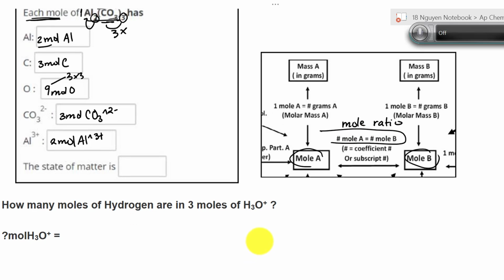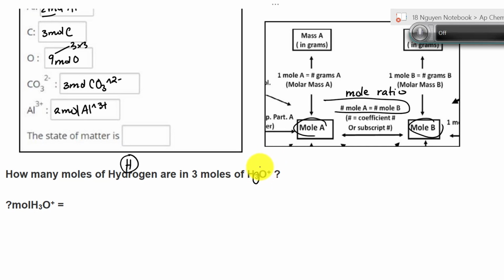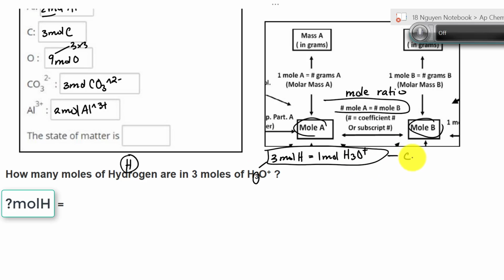Now, let's do an example problem so hopefully you can see the value of mole ratio. How many moles of hydrogen are in 3 moles of H3O plus? Now, what is hydrogen? Hydrogen is referring to the hydrogen element on the periodic table. And if we look at this chemical formula, how many hydrogen do we have? 3. So 3 moles of hydrogen in 1 mole of H3O plus. So now we have our conversion factors right there. This is our conversion factor, okay?